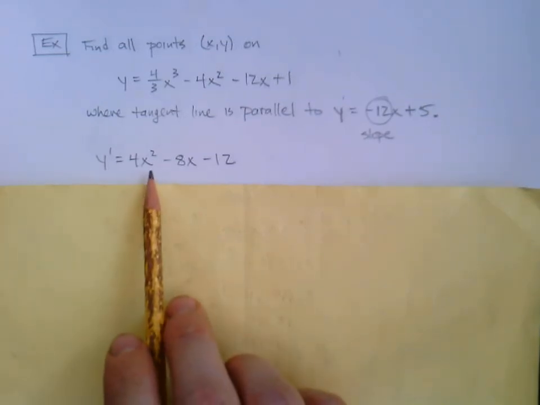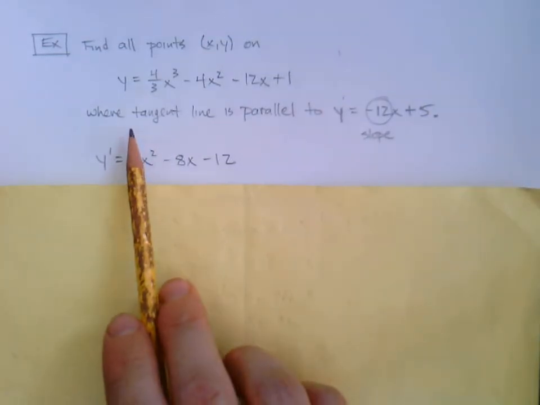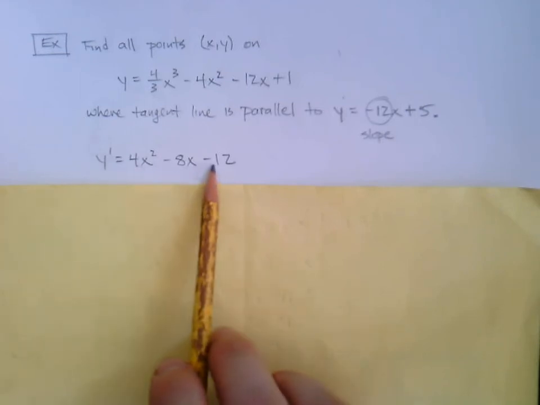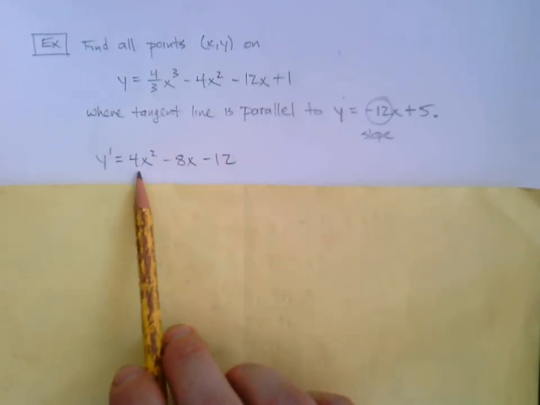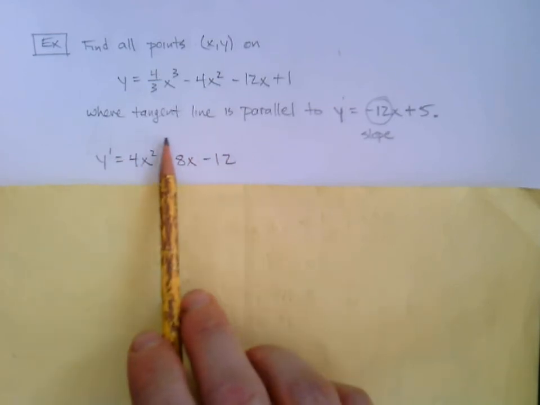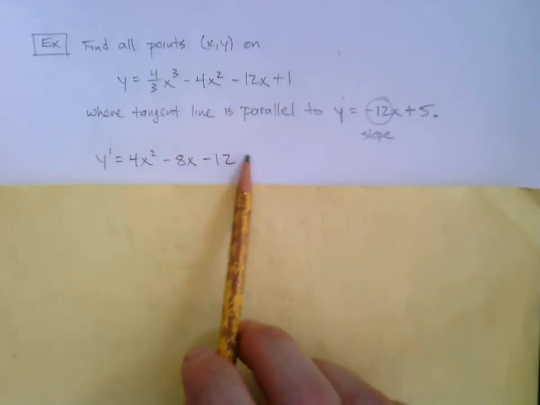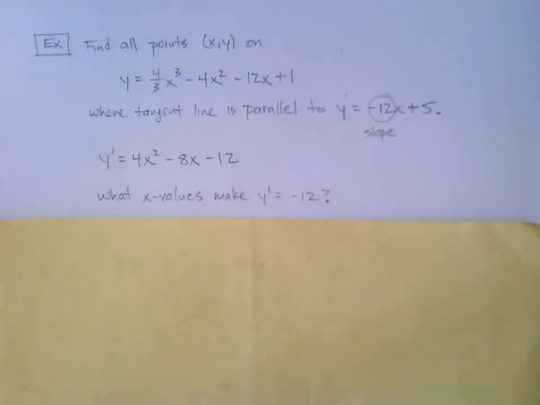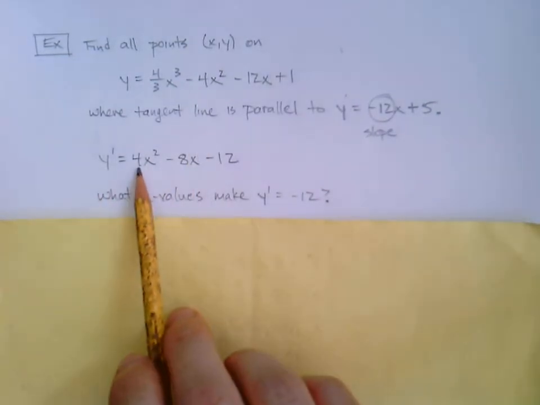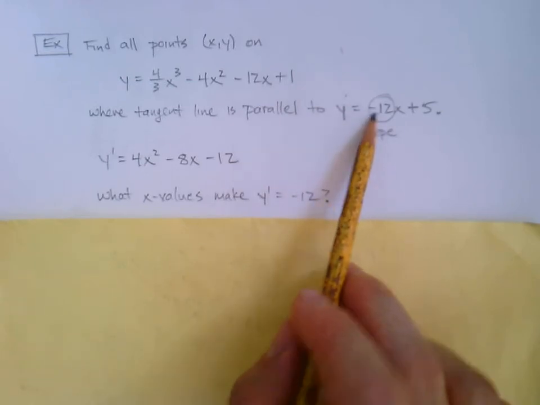So we want to know, let's see here, if that's the derivative, this describes the slopes of the tangent lines, right? So we want to know, when are the slopes of the tangent lines equal to negative 12? What x values will make y prime equal negative 12? Always remember the derivative means the slopes of the tangent lines. So when do these slopes equal that slope?